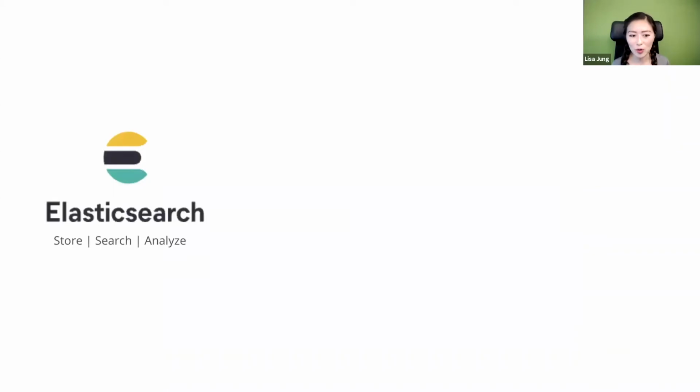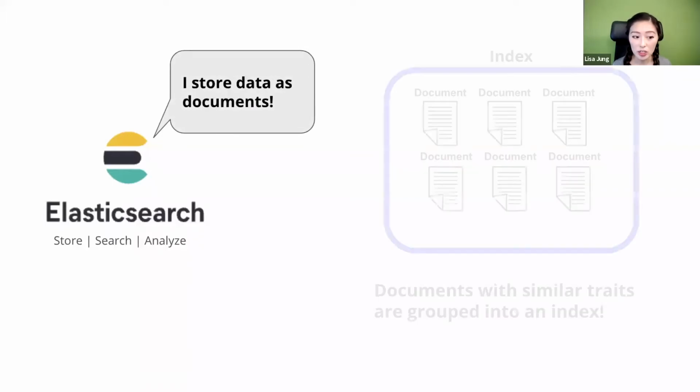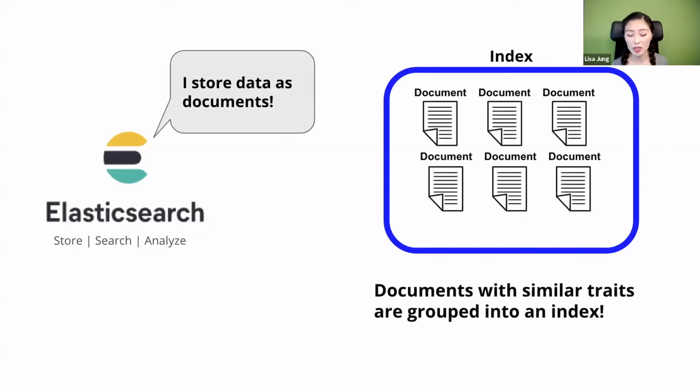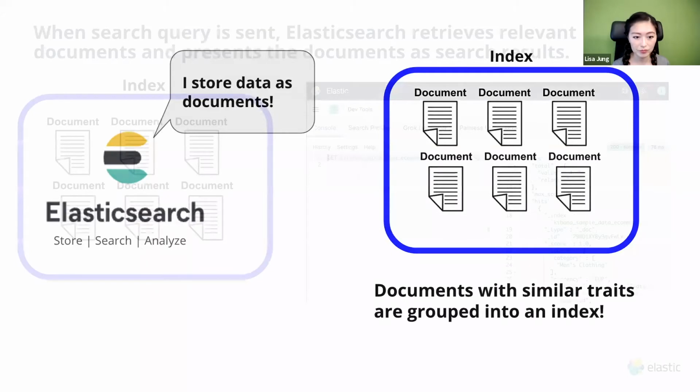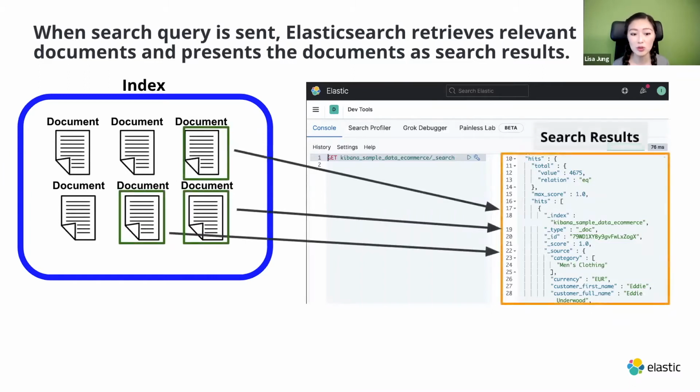As a quick review, we know that Elasticsearch is a search engine, and it allows us to store, search, and analyze data. It stores data as documents, and documents that share similar traits are grouped into an index. When you search for something, Elasticsearch retrieves relevant documents. Then it presents them as search results, which is highlighted in orange here.